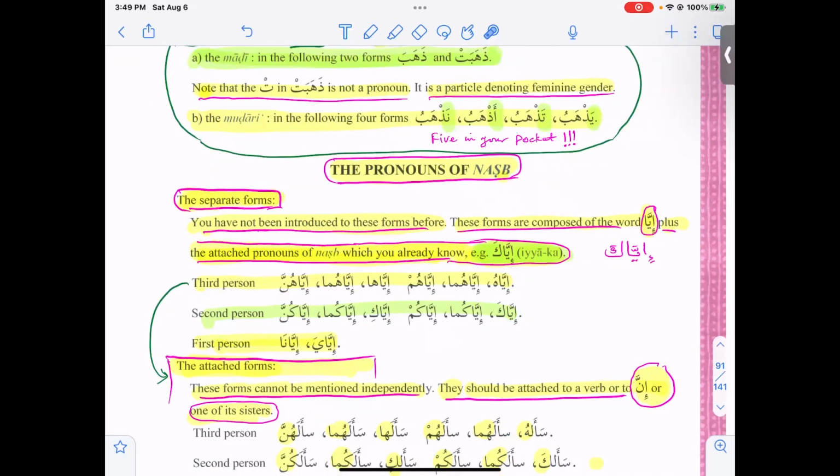Separate forms. That was muttasilun. Now it is munfasilun. You have not been introduced to these forms before. These forms are composed of the word iya plus the attached pronoun of nasab, which is ka, which you already know. Iyaka. This is mansub. Remember this thing. This is a sign of being mansub.